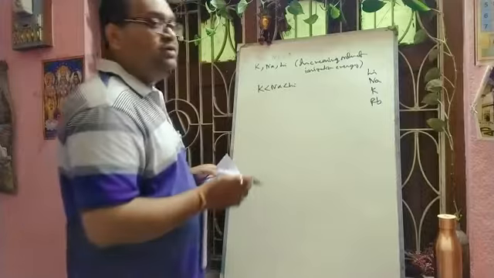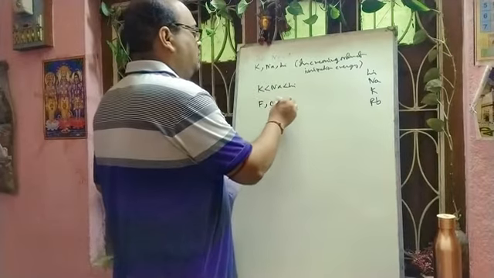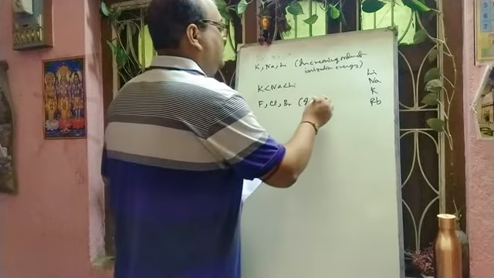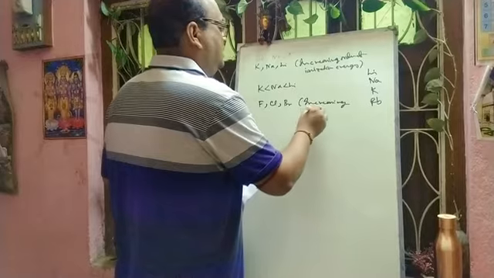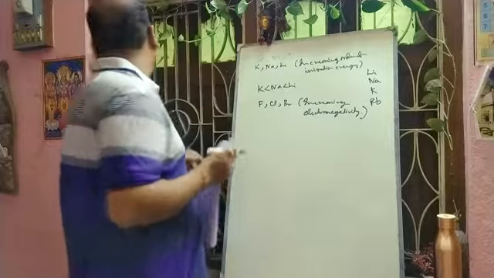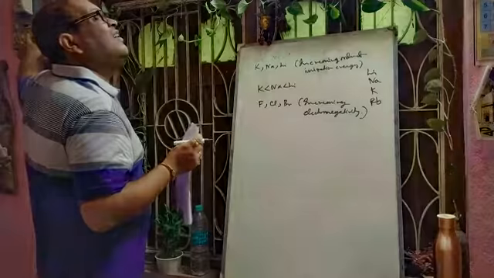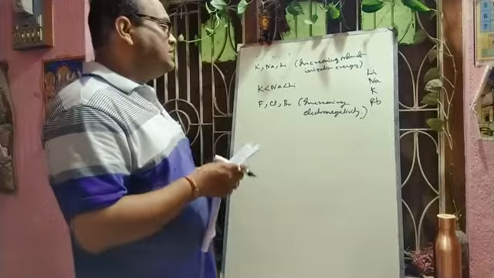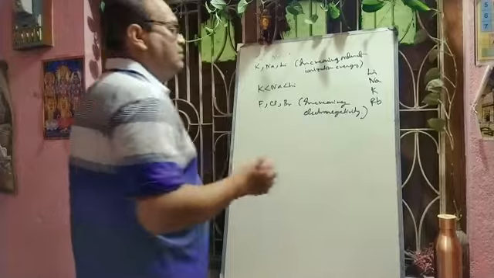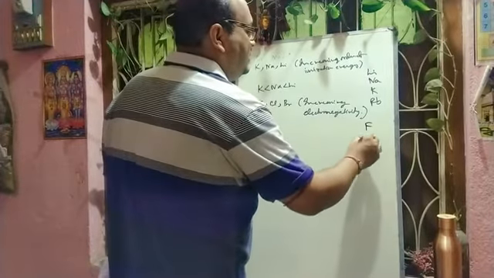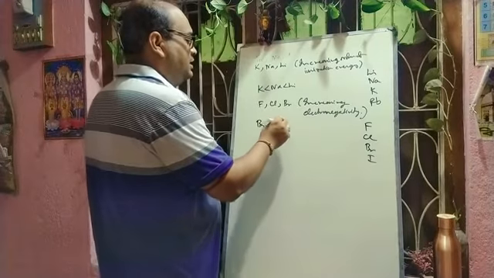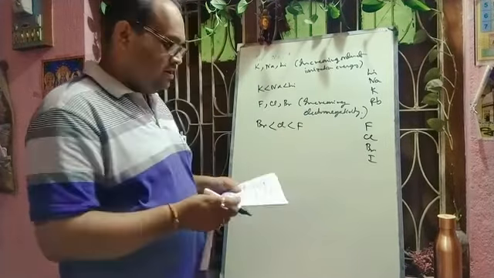Next one is given: fluorine, chlorine, bromine. Here it is asked for increasing electronegativity. So we know that fluorine is the most electronegative element, then chlorine, then bromine, then iodine. So you have to write increasing, which means the order will be bromine, then chlorine, then fluorine. That will be the answer to your question.